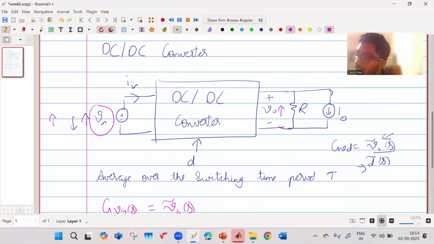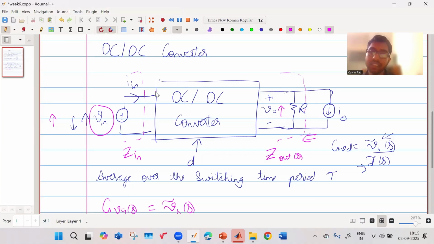Similarly, for your external source, this is your input impedance. That is, this DC-DC converter is acting as a load for a practical voltage source, or for another DC-DC converter before this one. That is known as your input impedance. Similarly, how this portion looks from this side is known as your output impedance.